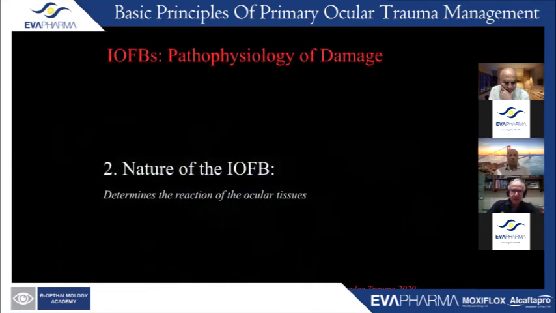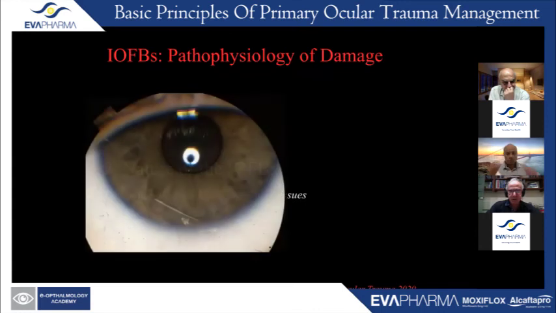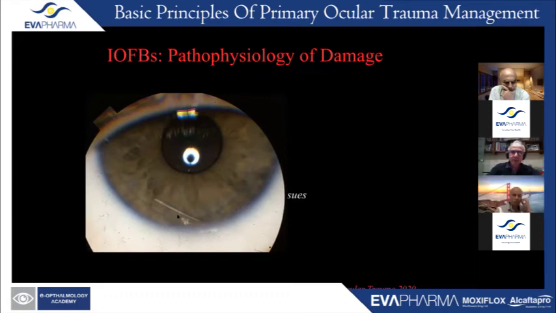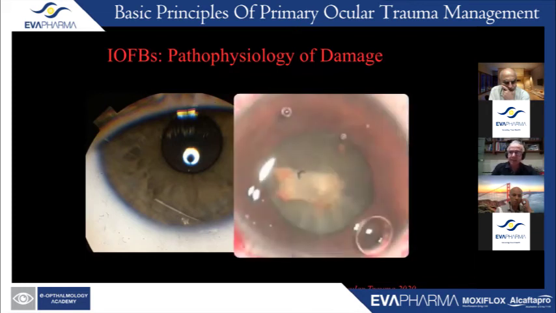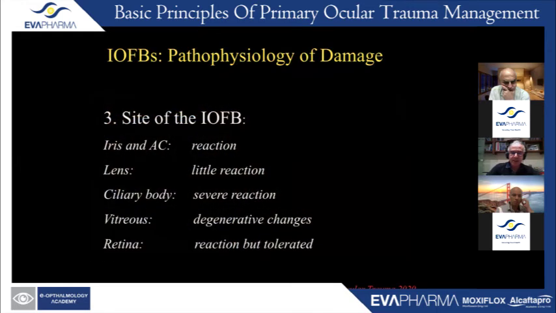What is the nature of the foreign body? Is it a metal? Is it iron? Is it copper? This is important because it will determine the reaction of the ocular tissues. So this is a patient of mine who, as you can see here, has a plastic foreign body. This is acrylic, but the eye is absolutely quiet because this is an inert substance. Whereas this is a patient, and you can see there's siderosis, so the iron will incite a reaction.